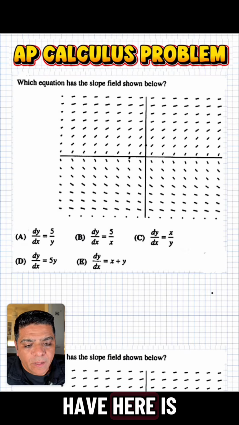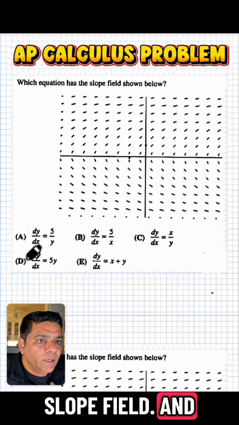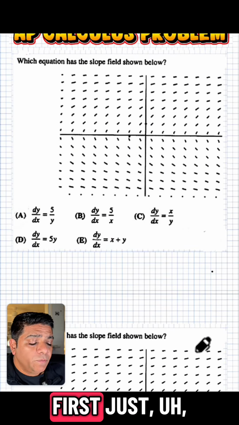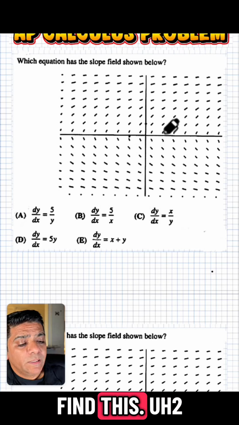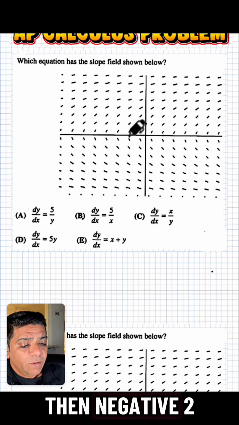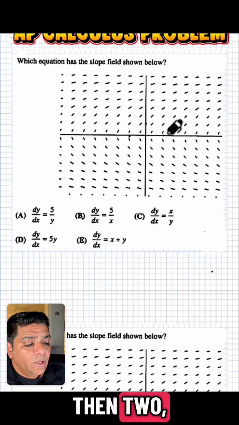So what we have here is a slope field, and the question is which equation has the slope field shown below. This is the slope field, and these are the differential equations given to us. So let's start with A. First, we will find some points in each quadrant. Let's find (2, 2), 2 on the x and 2 on the y, then (-2, 2), and so on, (-2, -2), and then (2, -2).